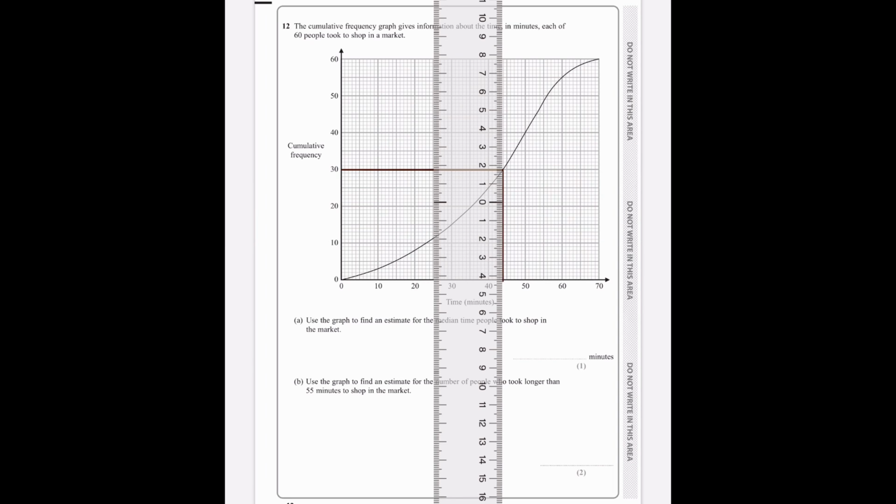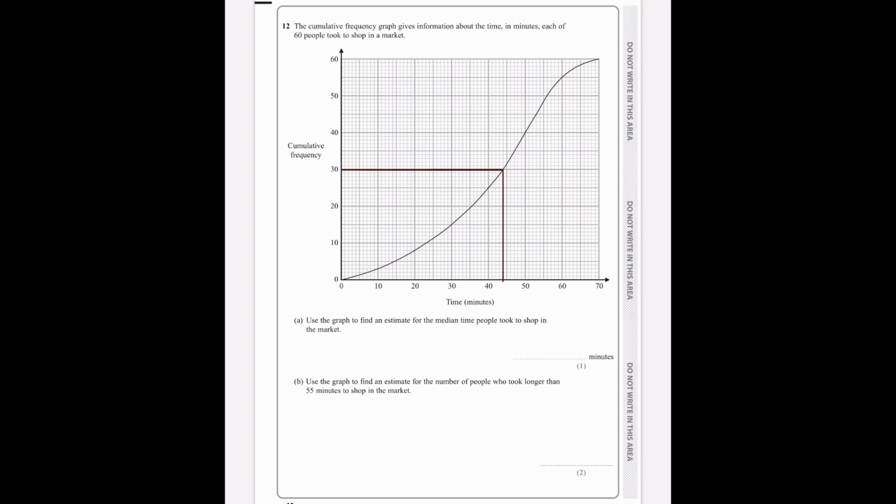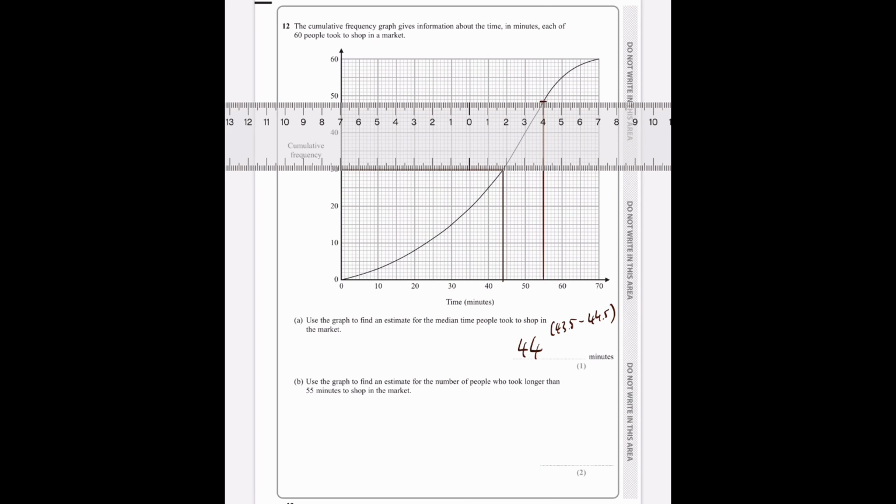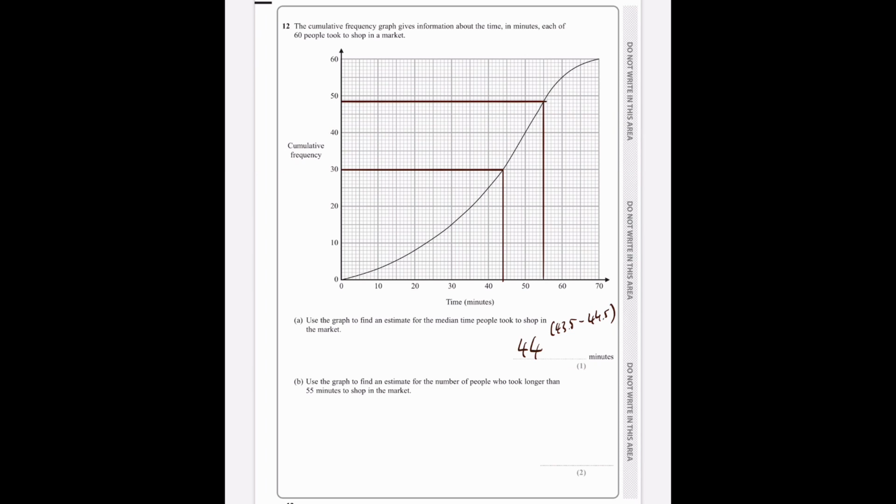Question 12, if we draw a line at 30 and then track it down, we'll get a median of 44. Anything between 43.5 and 44.5 is acceptable. For longer than 55, I'll draw a line up at 55, measure it across, comes out as 49. So if I do 60, take away 49, we get the 11. If you got 12 for that, that would be absolutely fine as well.